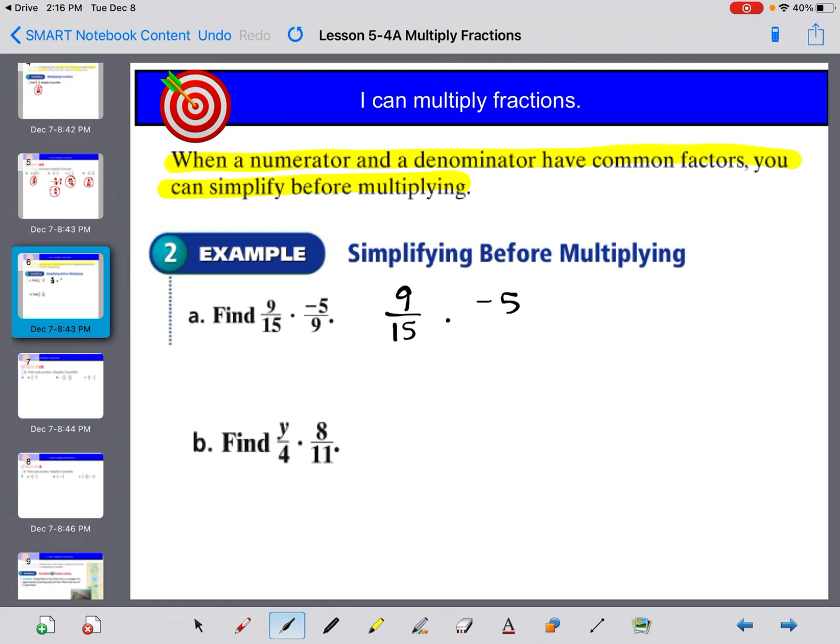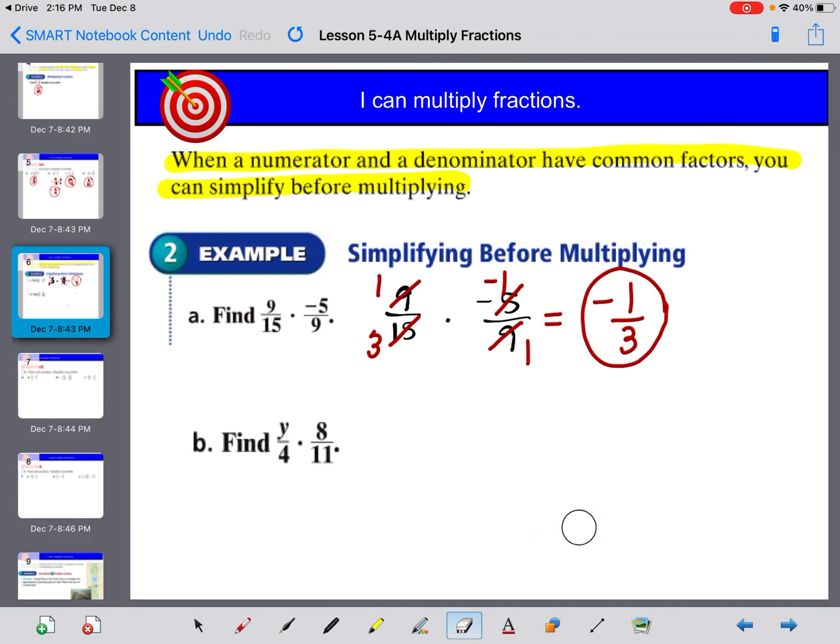9/15 times negative 5/9. Do you see that 9 and 9 have a common factor of 9? 9 divided by 9 is 1, and 9 divided by 9 is 1. Then the 5 and the 15 have a common factor of 5. So negative 5 divided by 5 is negative 1, and 15 divided by 5 is 3. 1 times negative 1 is negative 1. 3 times 1 is 3. Do you see how that was so much faster than if I were to multiply 9 times 5 and 15 times 9 and then simplify?